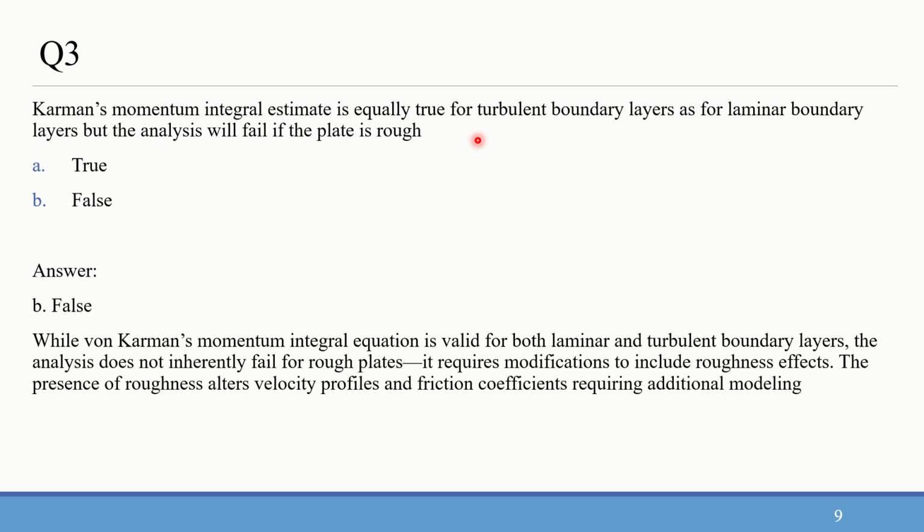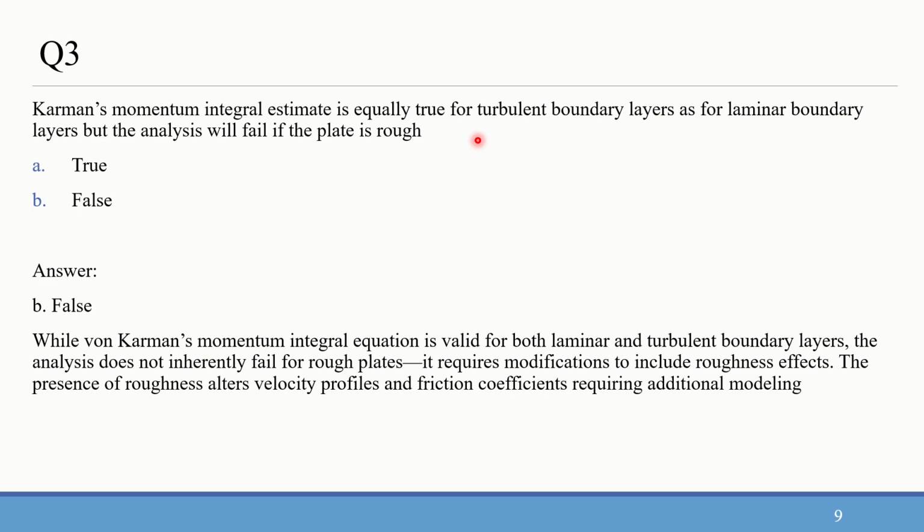We'll see why. While Karman's momentum integral equation is valid for both laminar and turbulent boundary layers, the analysis does not inherently fail for rough plates. It requires modification to include the roughness effects. The presence of roughness alters velocity profiles and friction coefficients, requiring additional modeling.